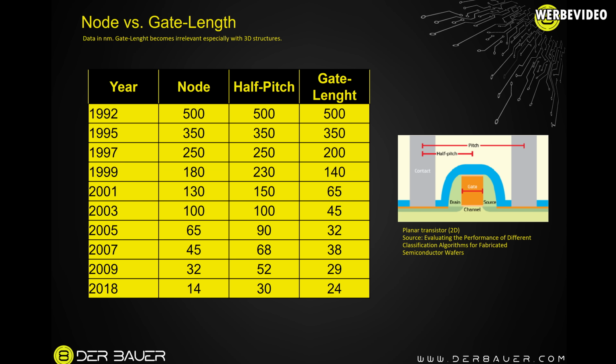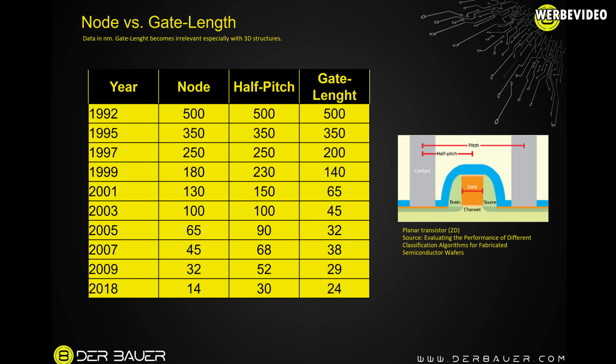Let's go back to the question from the beginning. What does 14 or 7nm mean? Back in the days, it was describing the length of the gate. You can see it in this table. We had a gate length of 500nm, and the process was also called 500nm. There is an additional size, it's called half pitch, and that's the distance between source and drain. At the 500nm production, this was both the same, and that's why this process was called 500nm.